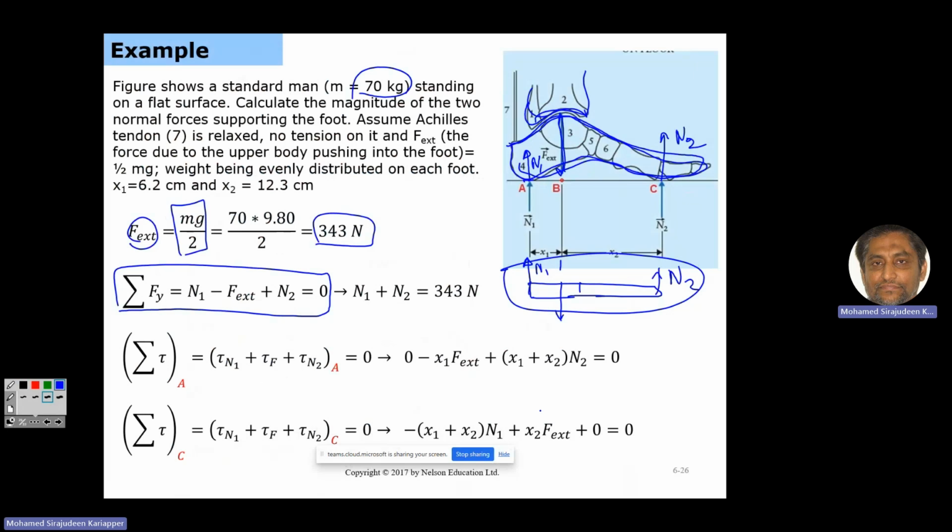So we'll go to the y direction. So we can say N1 is positive, good. The external force, or half of the weight, is down, negative, and the N2 is also positive. Add them and you say it is equal to 0. So we just rearrange that and you get this. So the total weight is equal to N1 plus N2. Total means half of the weight is equal to N1 plus N2. N1 and N2 are the forces on one foot. Okay, so that's clear.